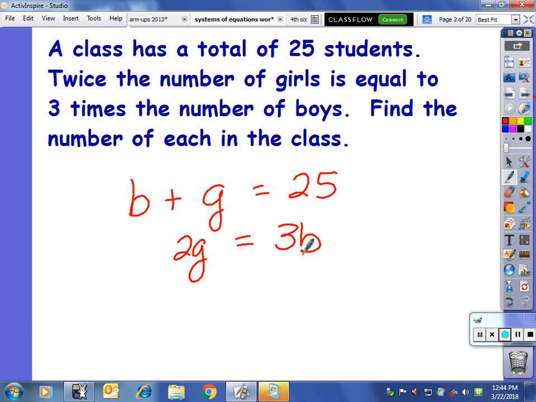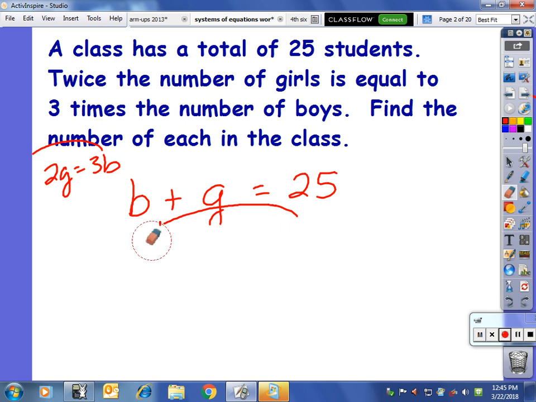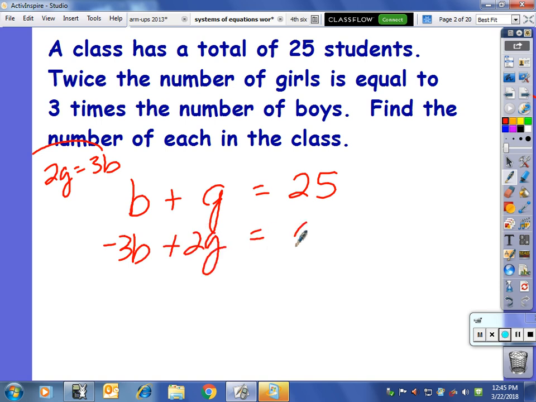It's not ready for substitution. It's not ready for addition. Either method is easy, but you got to do a little bit of rigging for yourself. What do y'all want to do? Addition? Okay, for addition, they need to be in standard form. So that means these 3 boys, I'm going to bring them over here. Now, what happens to them? Yeah. If 2G equals 3B, I'm going to move them over here, and it's going to become negative 3B. Then what? Plus 2G equals 0, because I moved everything from the right over to the left.